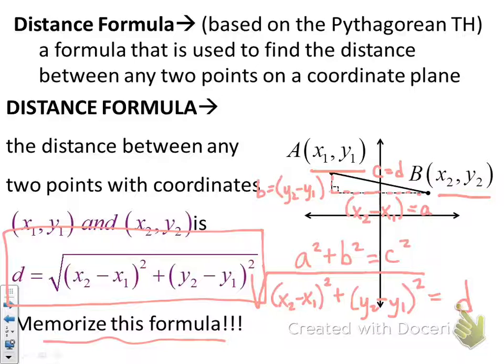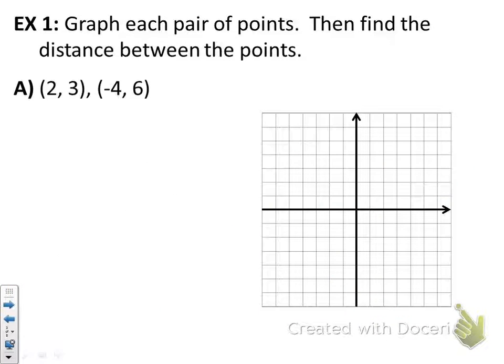2.5 minutes, and we've just talked about the formula. Let's talk about how to use it. So let's graph each pair of points, then find the distance. And let's go ahead and use the distance formula. So let's graph these first. The first one's at 2, 3. It's going to be right there. The other one is at -4, 6. So -4, 6 should be right there.